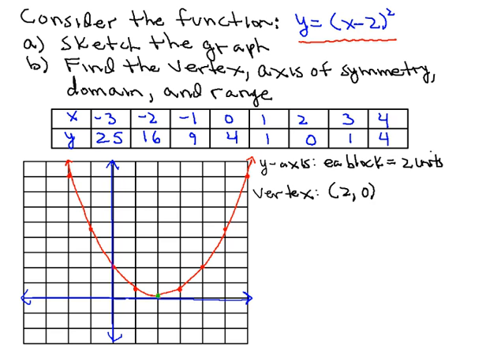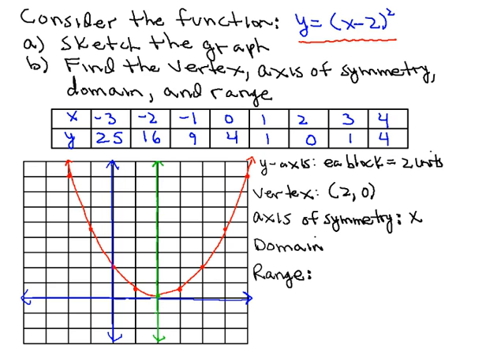Now the axis of symmetry, remember, is the line that divides the parabola in half, and it will always pass through the vertex. So let me draw that in next. Now the axis of symmetry is the line that you can see that's drawn in green, and because it passes through the vertex, I think you'll agree that the equation for that line will be x equals 2.